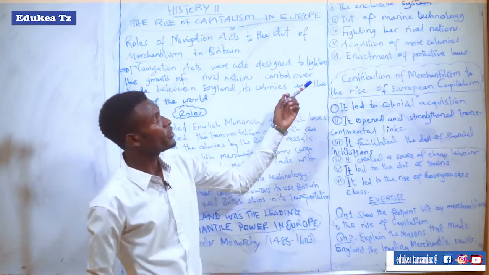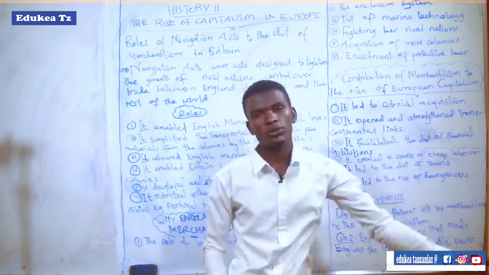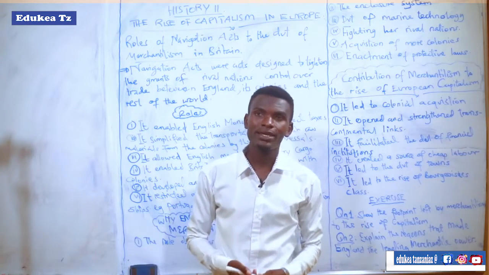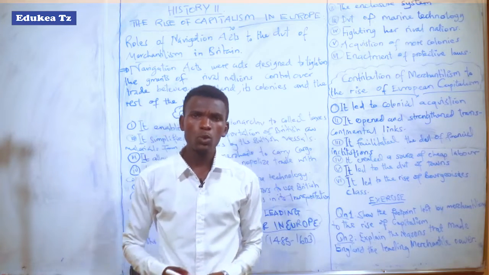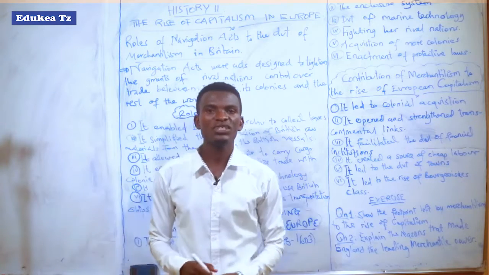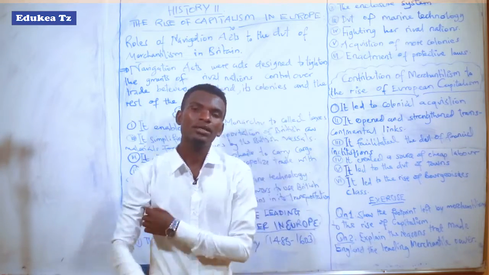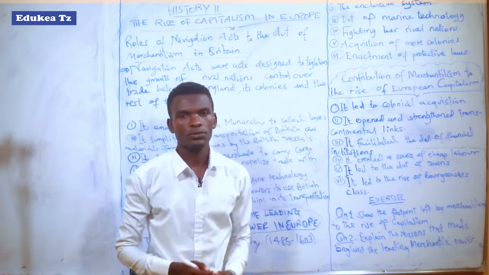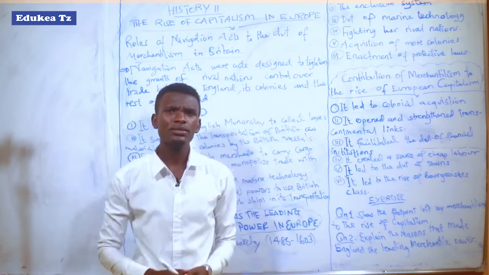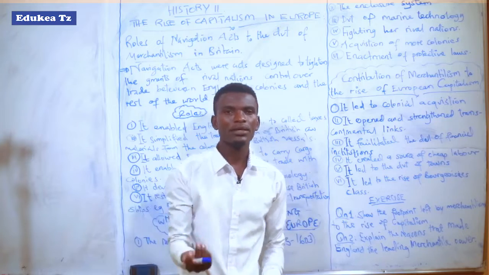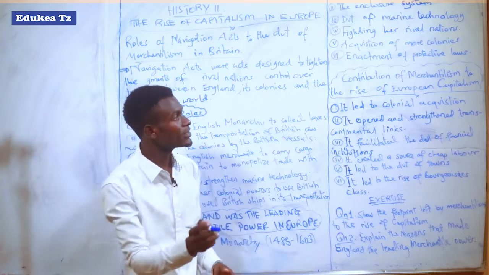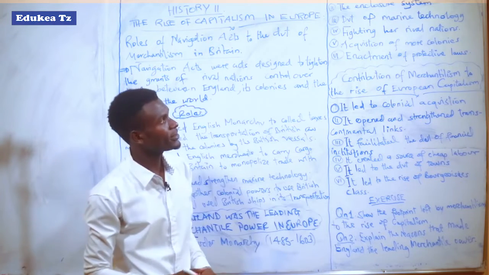Another factor or reason was the acquisition of more colonies. We have to remember that during the mercantile era, England was the leading nation in having many colonies, more than other nations in Europe. It means that England had almost 13 colonies in America, like the Caribbean, West Indies, Mexico, and other areas.